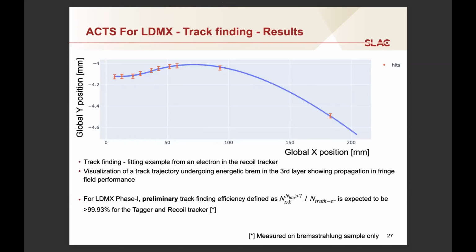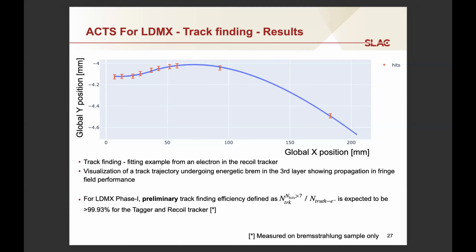These, let's call them event displays, show the effect. So basically, it shows the first track that has been found for the LDMX using the ACTS suite. I decided to show a track that undergoes a very energetic brem in the third layer, which shows the propagation performance in the fringe field. You can see that there is a large kink at the beginning, and then it straightens up, and you see that it properly fits through the various hits.